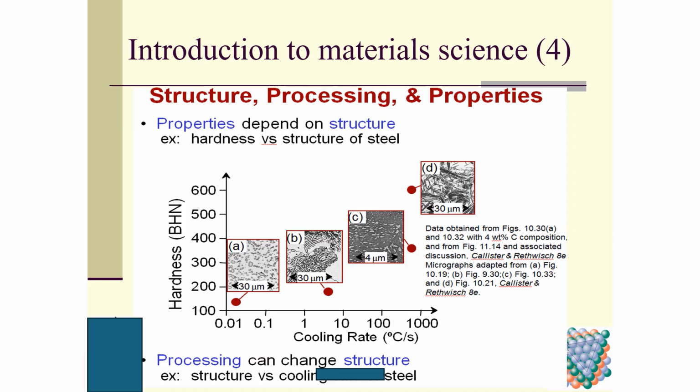Also, the processing can change the structure as well. So this is the processing effect on the structure, versus the cooling rate of the steel. You can see processing can change the structure, and then structure can change the properties.